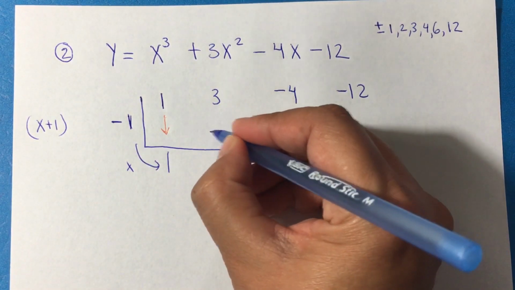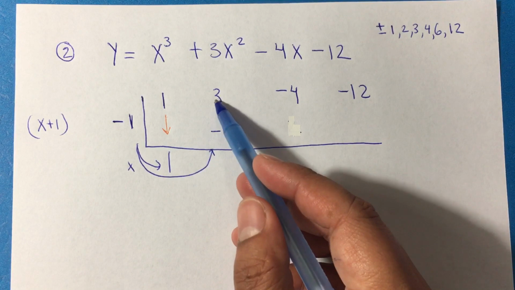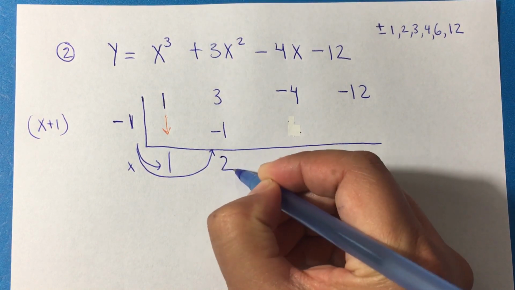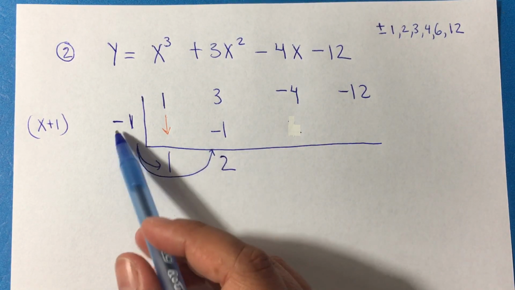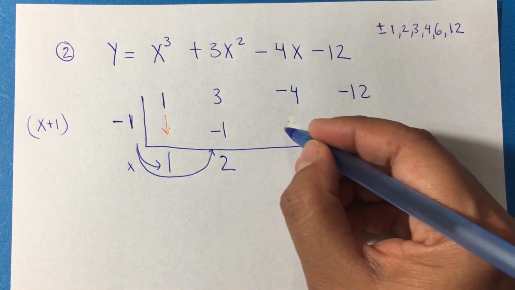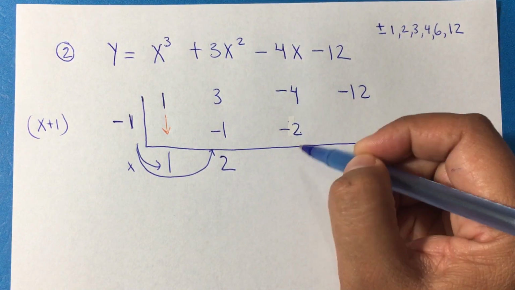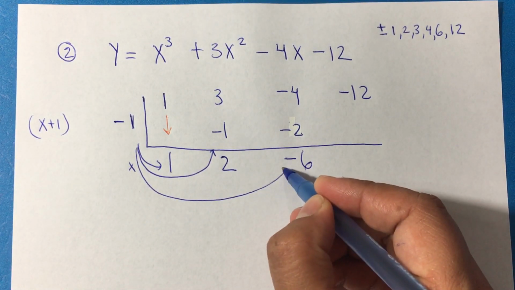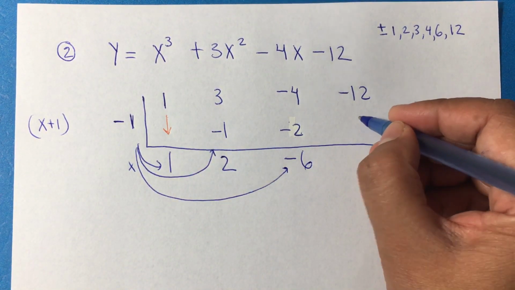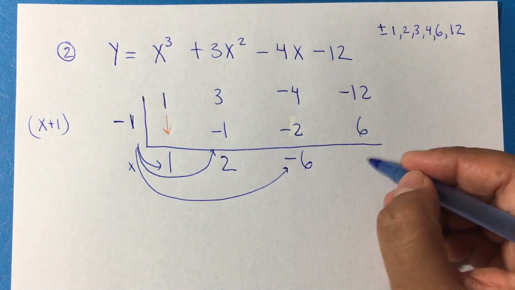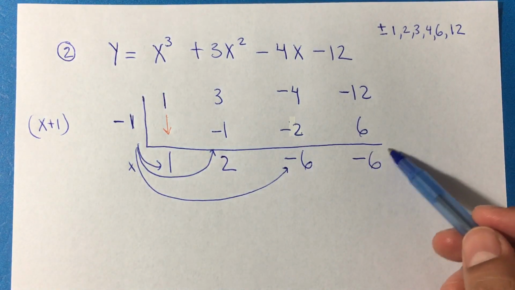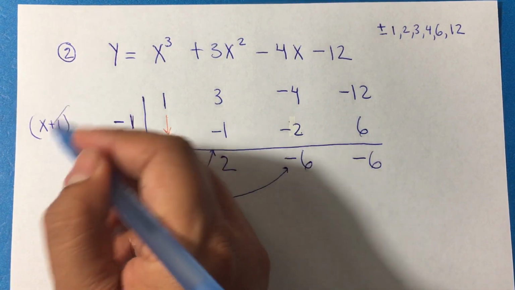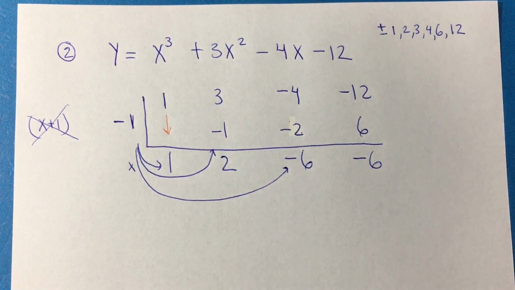Negative 1 times 1 is negative 1. And combine this, 3 and negative 1 is 2. And now I multiply negative 1 times 2 is negative 2. Combine those and it's negative 6. Negative 1 times negative 6 is positive 6. Combine those and we get negative 6. Because this is not a 0, that means that this is not a factor.